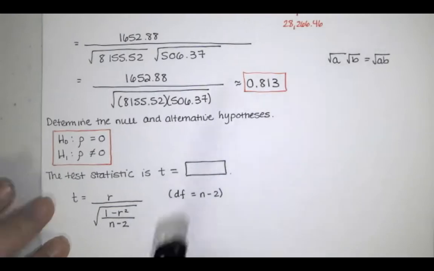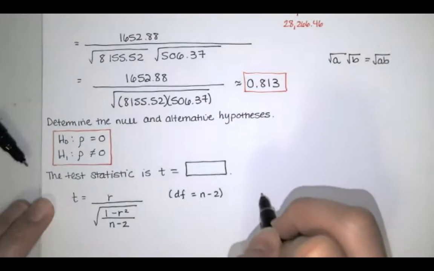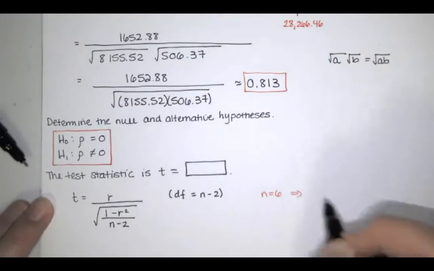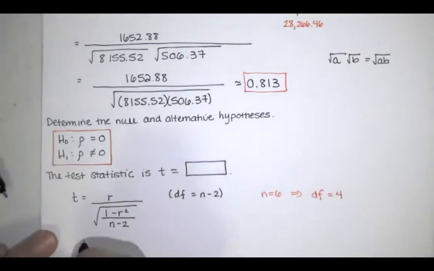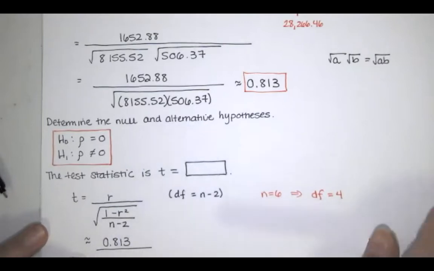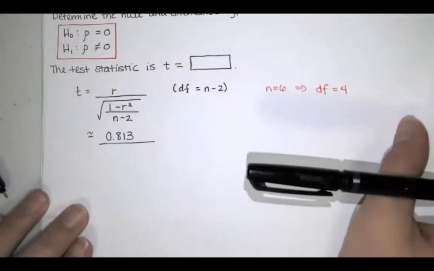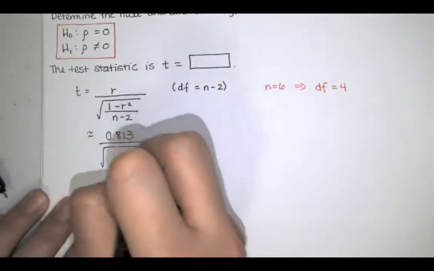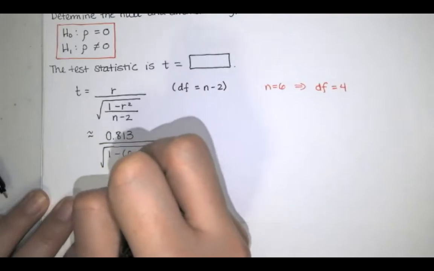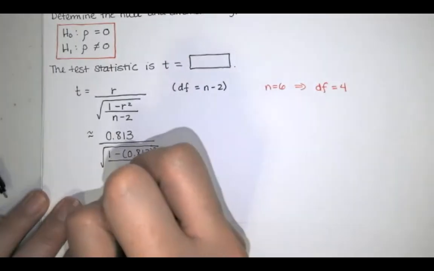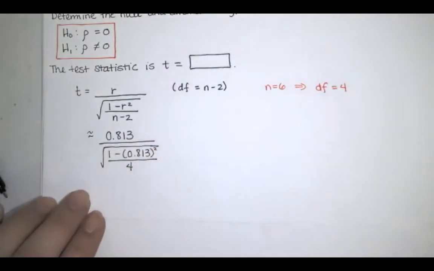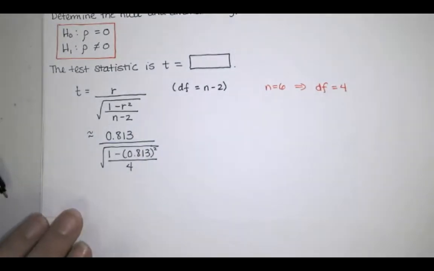So n was equal to 6 in our case. So n minus 2 degrees of freedom is going to be 4 degrees of freedom. And the R value was approximately 0.813. And we're taking that and we're dividing by the square root of 1 minus that 0.813 squared divided by that sample size minus 2. So that's the number of ordered pairs minus 2. In this case, that's 4. So we would get something that looks like this.